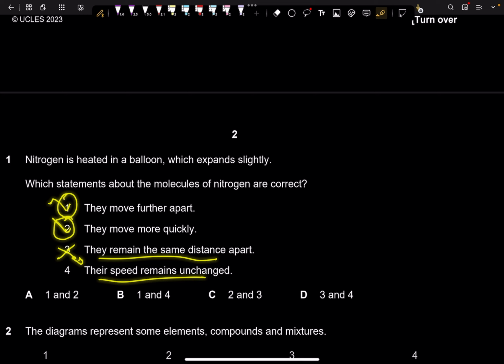Their speed remains unchanged. That's incorrect. Their speed would have remained unchanged if you wouldn't have increased the temperature. Whenever you increase the temperature, you are always changing the speed of your particles. So the correct option is option 1 and 2, which is option A.